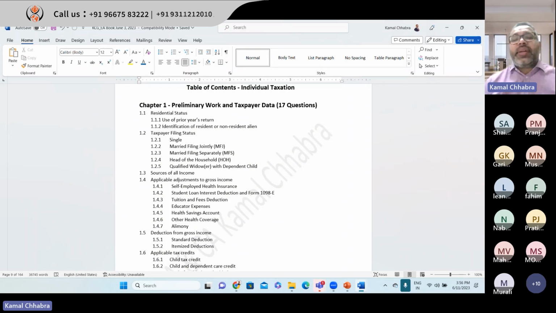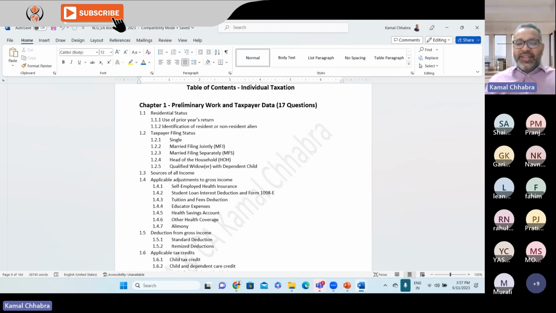Then there are certain adjustments to the gross income, like self-employment and health insurance. Same way you get 80C deduction. Do you know 80C deduction, which you all get in India? How many of you file income tax return? Sir, 80C, 1.5 lakh. Yes. Same way, what is considered in 80C is very similar. The applicable adjustments in the US, like your insurance, student loan, tuition fees, educator expense, and health savings expense, are very similar.